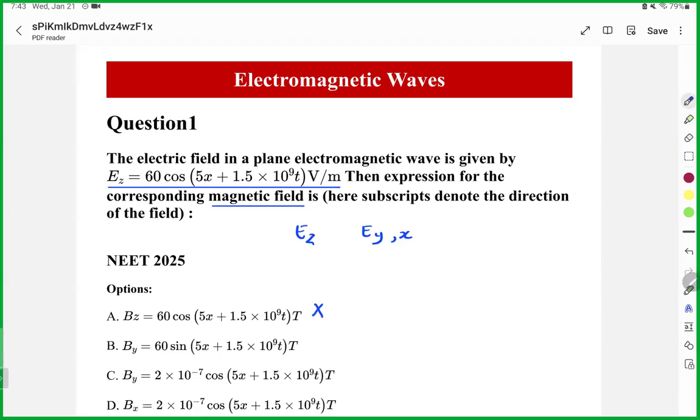Any doubt, guys? Next, if you are taking cos, because you know your C is equal to E naught by B naught, correct? So if you want to calculate B naught, and the electric field is given, it is E naught by C. Yes or no?